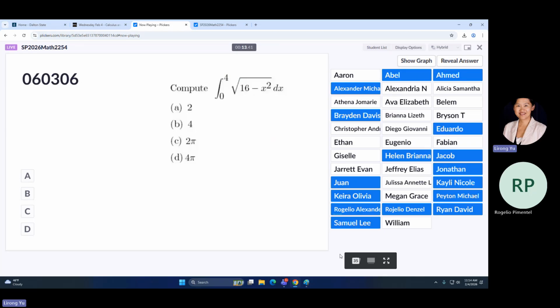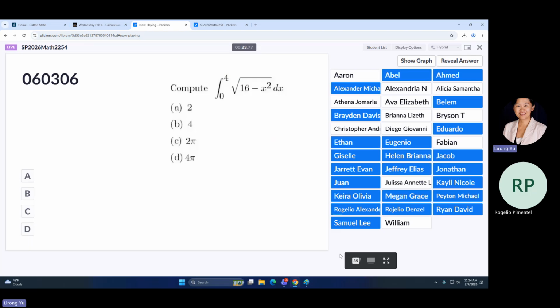It's 8 times pi over 2. So the answer should be 4 pi. We can go back to the calculation. The answer is D. It should be 4 pi.